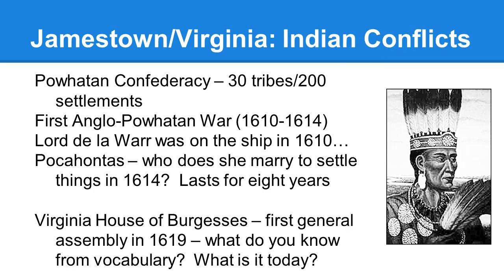So we have to go back to the Powhatan tribes because they're still around, and things are going to get really super heated up after John Smith goes away. So there were about 30 tribes under Powhatan's control. They were known as the Powhatan Confederacy because he's the guy controlling all of them. And there were about 200 settlements in all of these Powhatan natives.